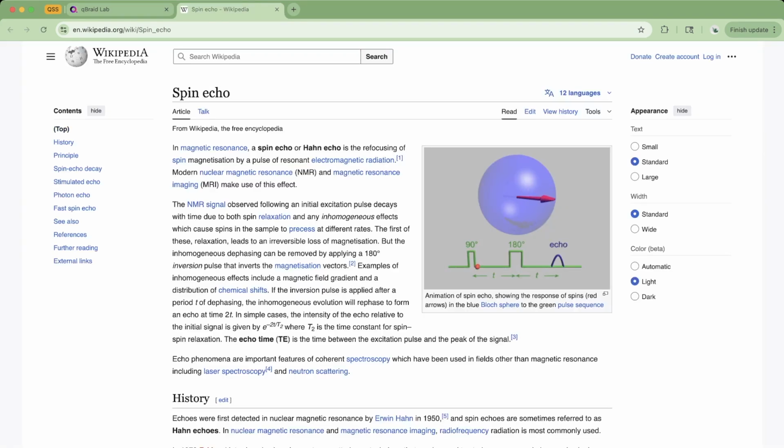So this is kind of best seen with an animation. I think this is a pretty good one. But here you can see that originally everything is combined, and then they start fanning out, and then you flip the Bloch sphere, and then they start recombining, and then at some point there's an echo where they all are maximally recombined.